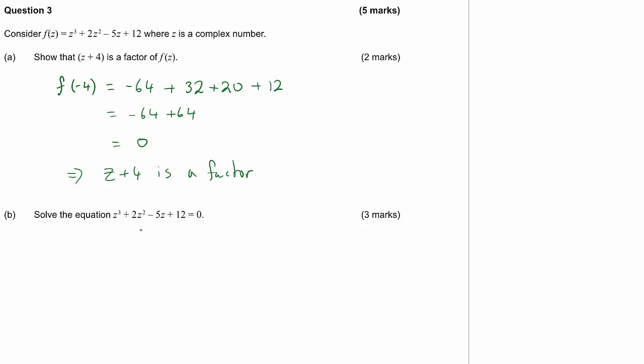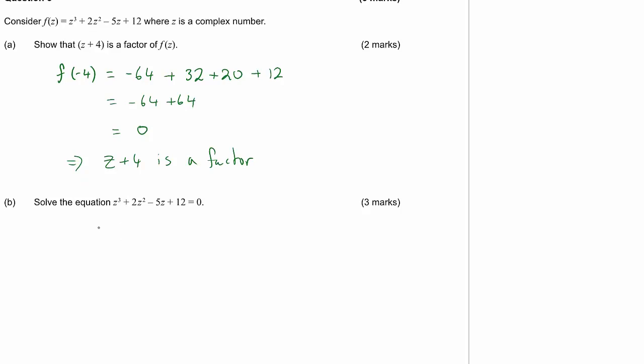So we now want to solve this cubic. So z cubed plus 2z squared minus 5z add 12 will be equal to z plus 4 times some quadratic, which must start with z squared because this is a z cubed. We don't know what the middle will be, but if that's a plus 4 and that's a plus 12, it must finish with a plus 3.